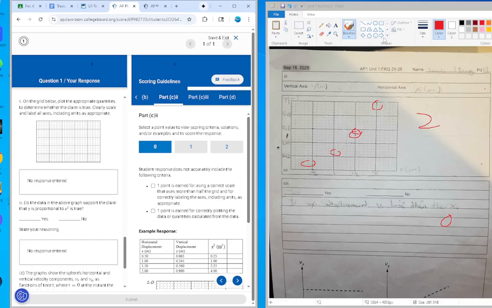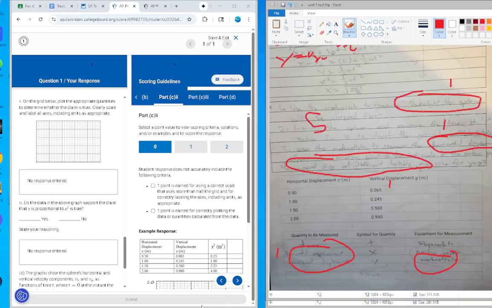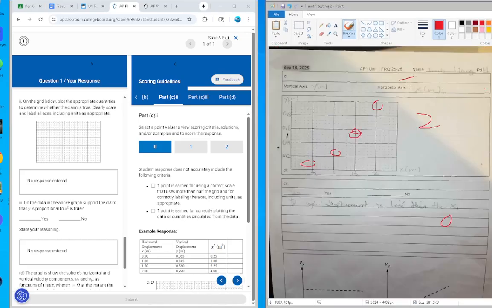So yeah, I added it up. I think I got 7 out of 10 on this quiz under FRQ.